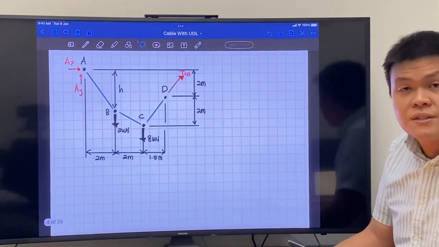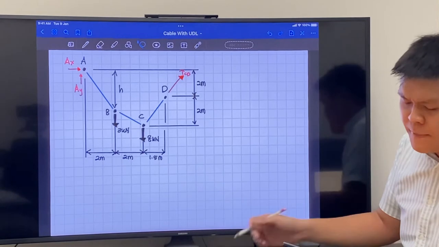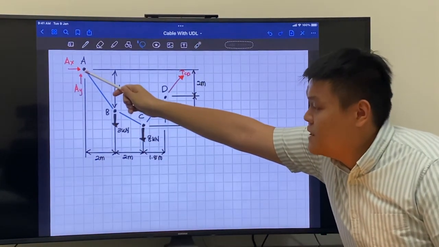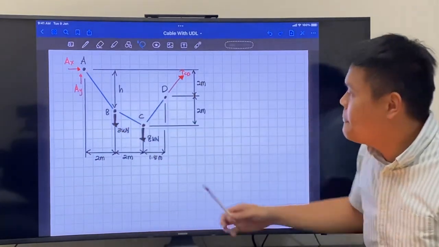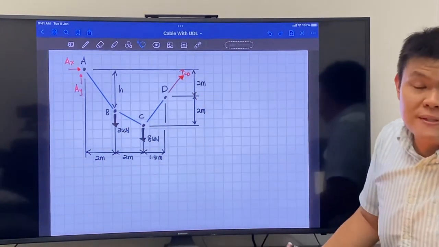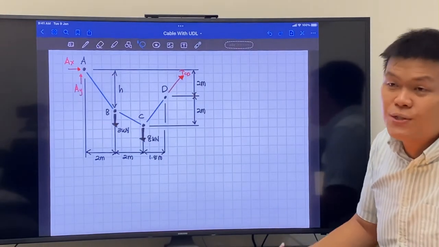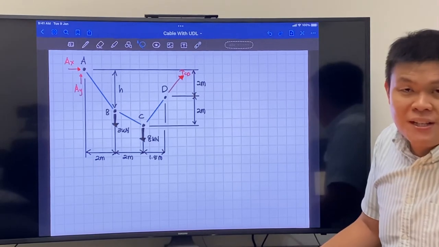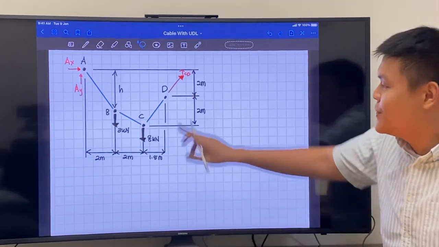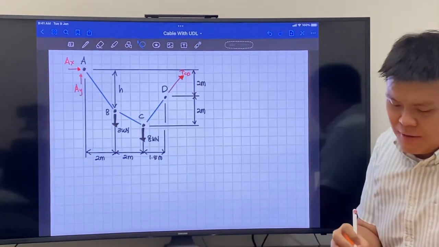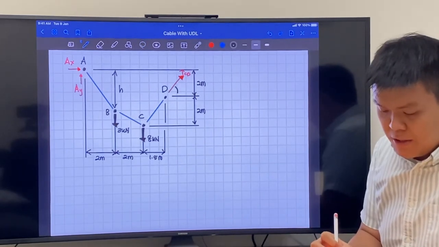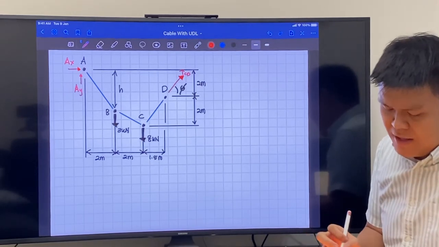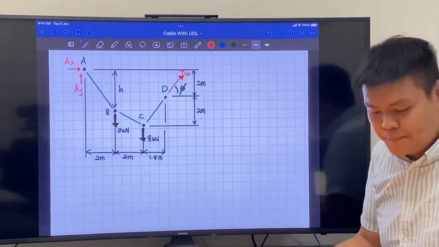So first things first, we draw the free body diagram. As you can see here, we put these two reaction forces here. But for this part, we put TCD. So we can find out TCD right away. Now in the class, I mistakenly put theta here. So what we should have done was not put theta, but see that actually we already know the slope.